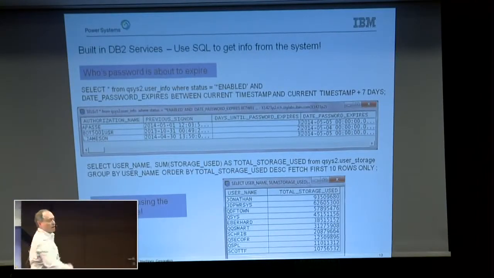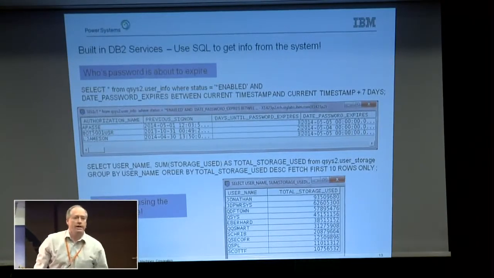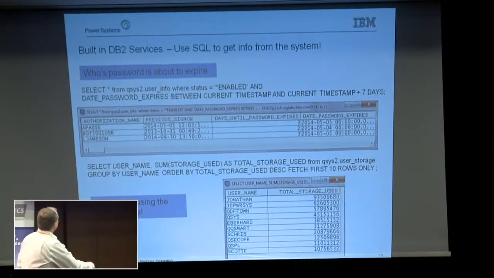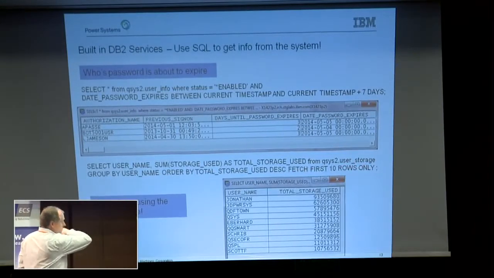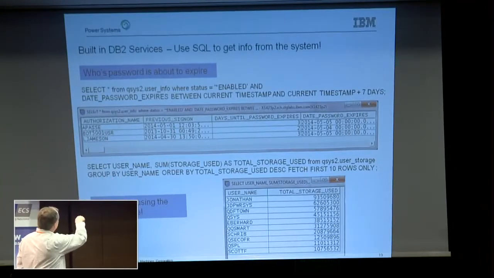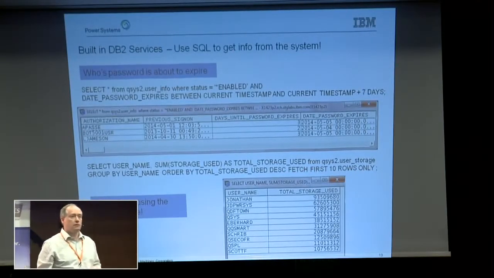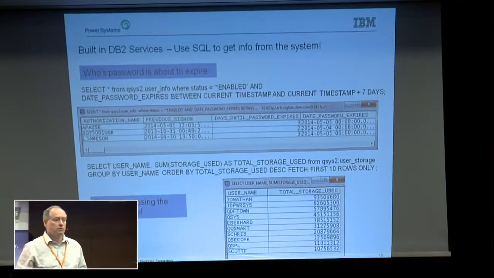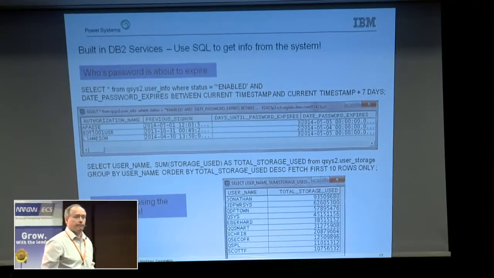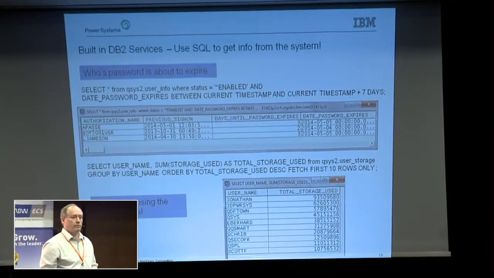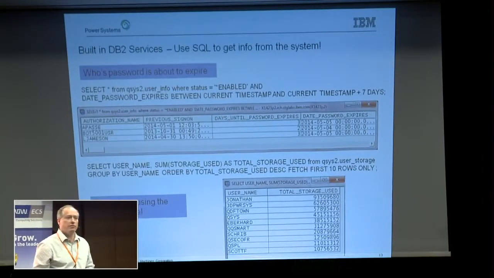I want to see the top 10 users of storage on my system. So I'm going to use the storage service. I'm going to group the entries by username and order them by the total storage used. And then I'm going to fetch top 10. There's my list. Now I know the 10 biggest storage hogs. Interesting. Very simple, very easy.